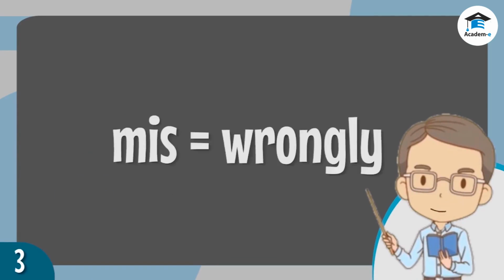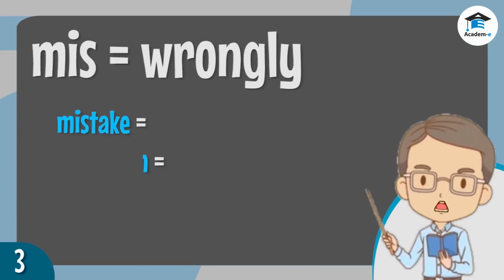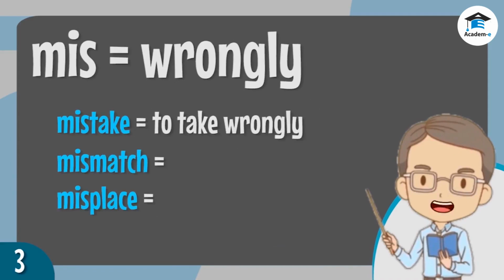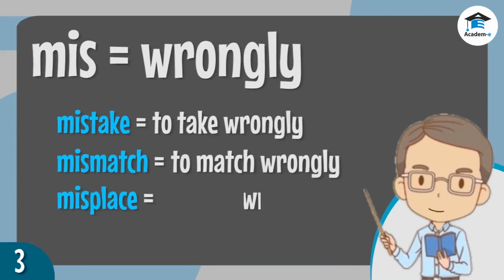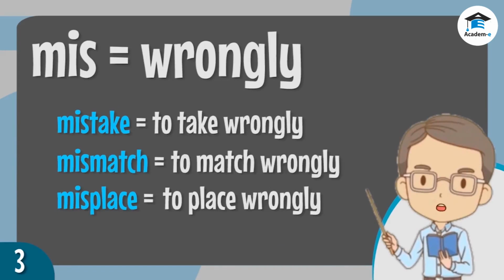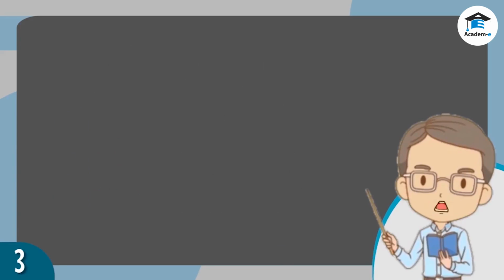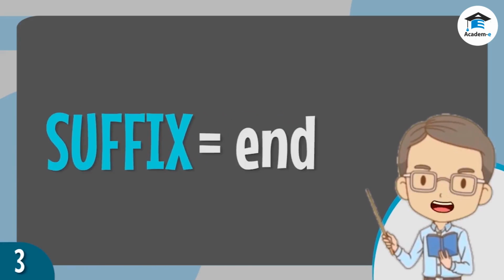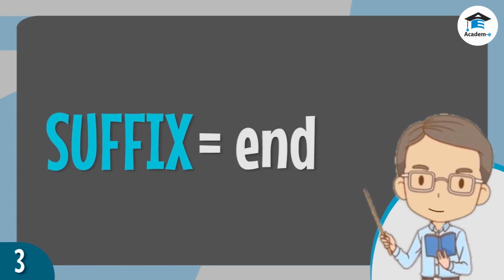Lastly is the prefix mis, which means wrongly. Examples include mistake, mismatch, misplace. Their meanings are to take wrongly, to match wrongly, and to place wrongly. Now, let us learn about suffixes. Just like prefixes, suffixes help you to create a new meaning of a word.